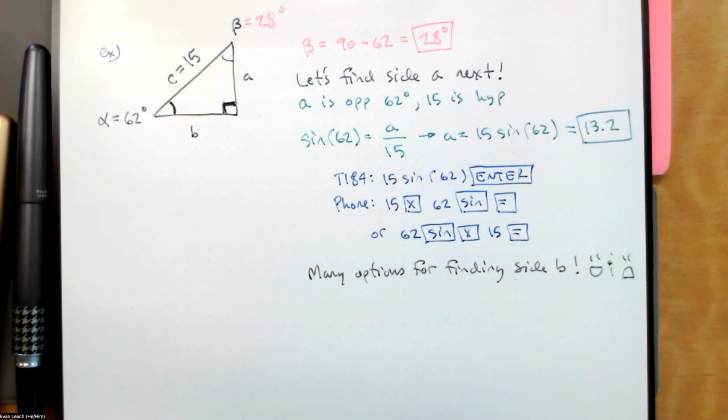What I want you to do is explore the options that you have for solving for B. And I want you to go back to solving for A. We had an option there as well. We actually could have found A without finding the angle 28, but best practice says as soon as you have two angles, find the third angle.